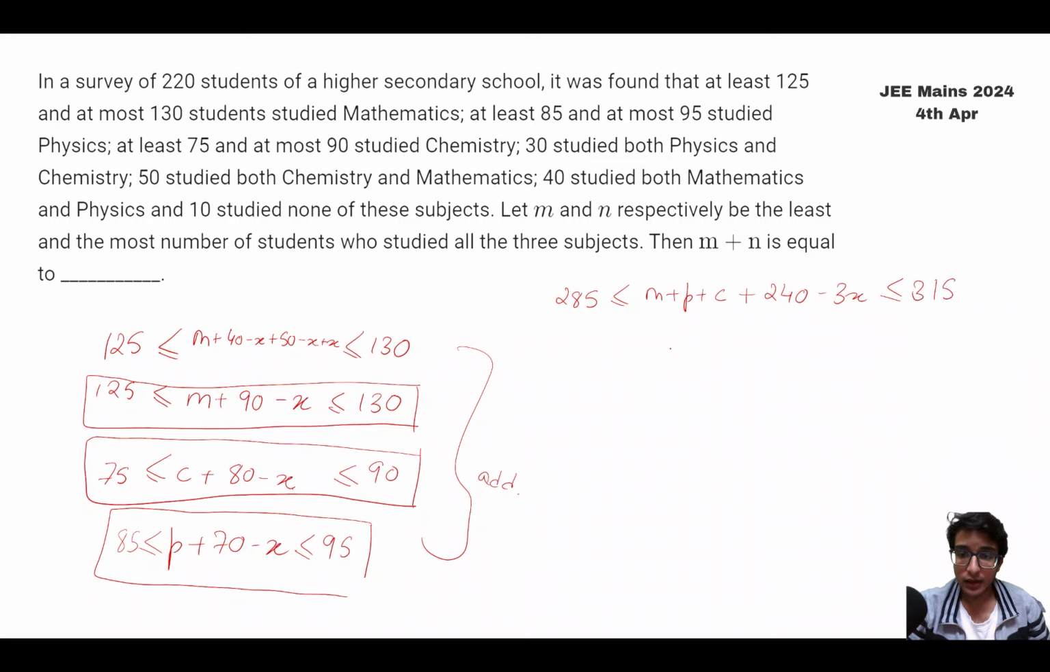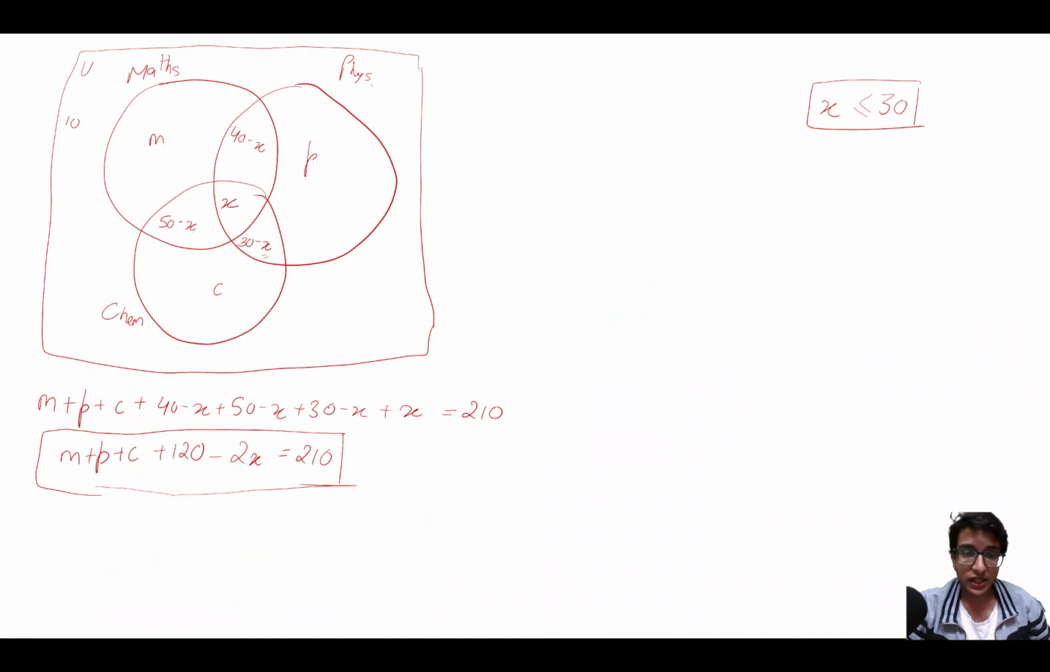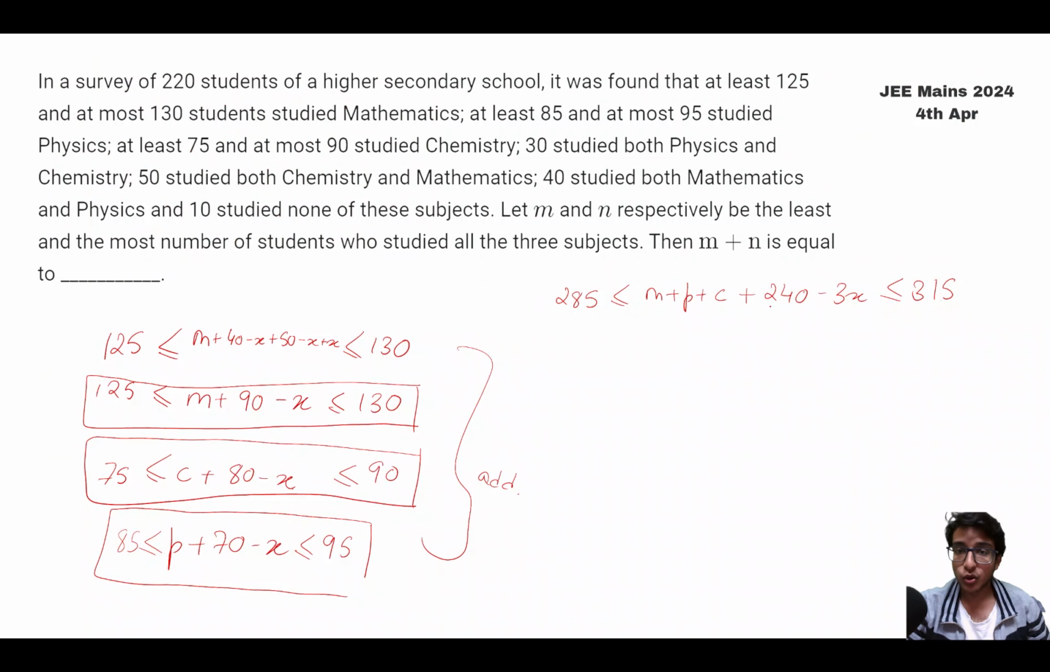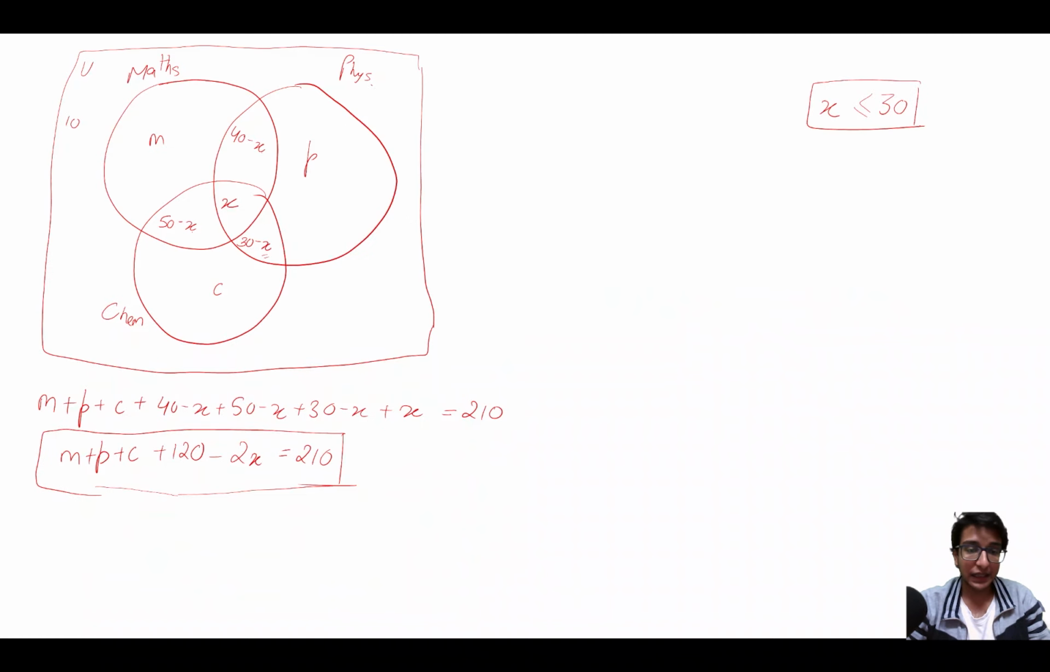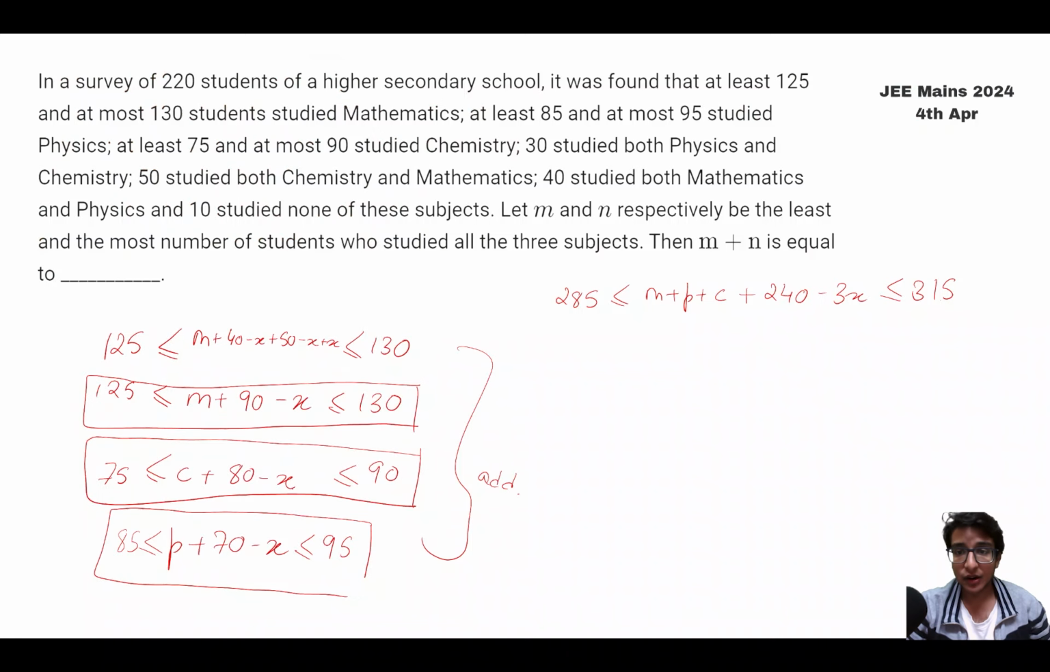350. Now what was the equation that we had here? M plus p plus c plus 120 minus 2x. So what I can do is I can write this 240 as 120 plus 120 and this 3x as minus 2x minus x, so that it can completely be transformed in this format and I can write it down directly as 210. So this would become 285 less than equals to m plus p plus c plus 120 minus 2x, and this would become plus 120 left out again minus x, 315.